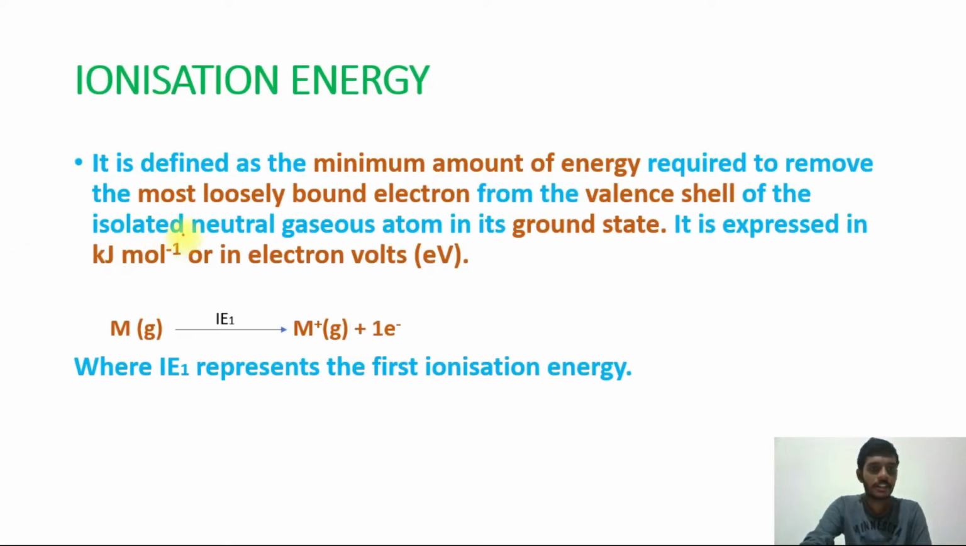Ionization energy. Ionization energy is defined as the minimum amount of energy which is required to remove the most loosely bound electron from the valence shell of the isolated neutral gaseous atom which is in the ground state. It is expressed in kilojoule per mole or in electron volts. Here the M represents the metal which is in the gaseous state. After the first ionization energy, it becomes M plus, releasing one electron, where ionization energy 1 is represented as IE1.